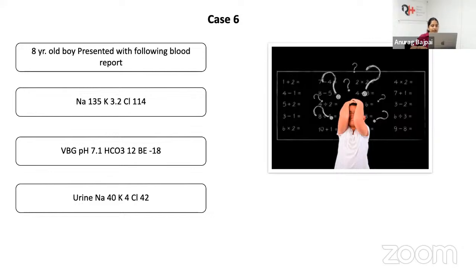So coming to the next question, this is a numerical question. We have this 8-year-old boy who presented with some blood reports where the sodium was 135, potassium was 3.2, and chloride was 114. Blood gas shows a pH of 7.1, bicarbonate 12, and base excess of -18, and urine sodium of 40, urine potassium of 4 and chloride of 42. So now you have to calculate what is the anion gap in this case.